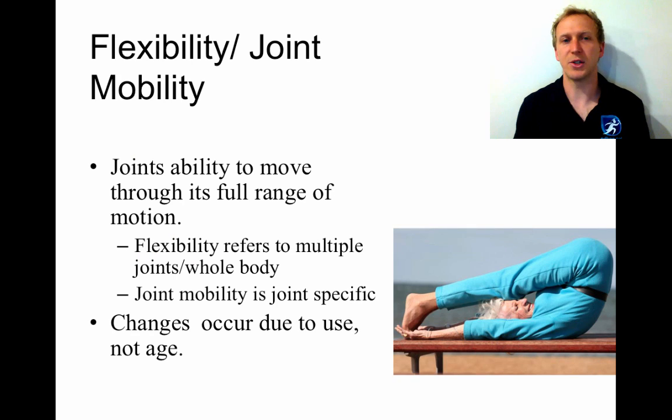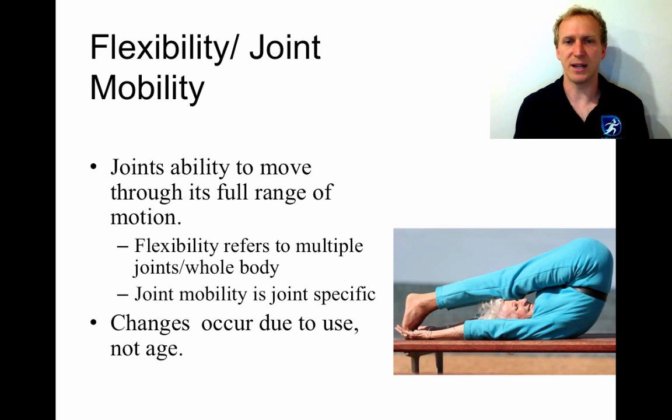The next one is flexibility and joint mobility. A joint's ability to move through its full range of motion is often referred to as flexibility or joint mobility. The two terms are very interchangeable. Often though, flexibility can be used to refer to multiple joints or the whole body. We don't generally talk about the whole body's joint mobility, we talk about the whole body's flexibility. But we can also talk about specific joints' flexibility, so the hip joint's flexibility, which is the same thing as the hip joint's mobility. So flexibility can be very specific or very general, whereas joint mobility is always specific. It's always referring to a single or possibly two joints at a time.